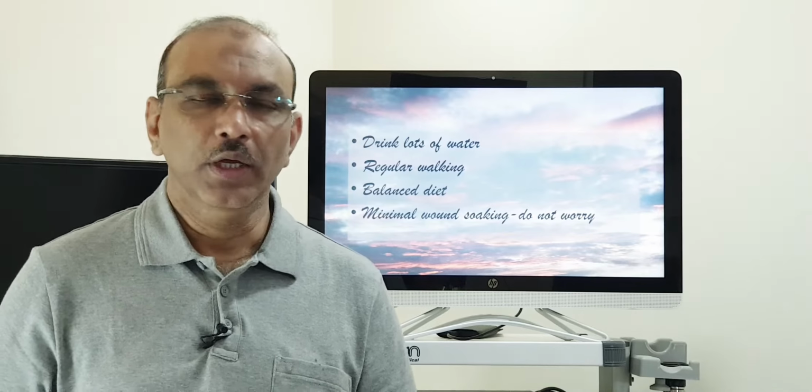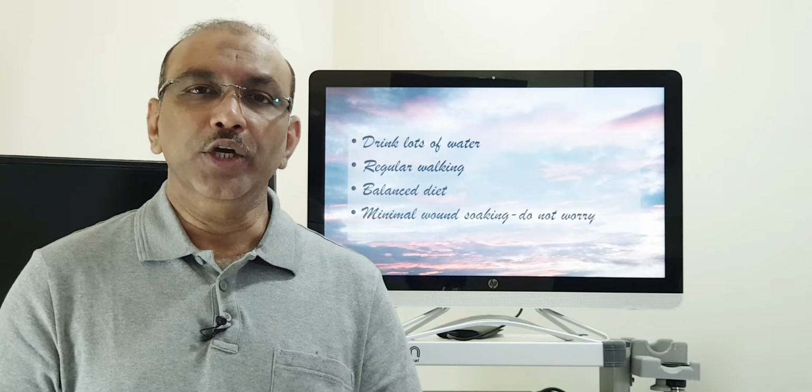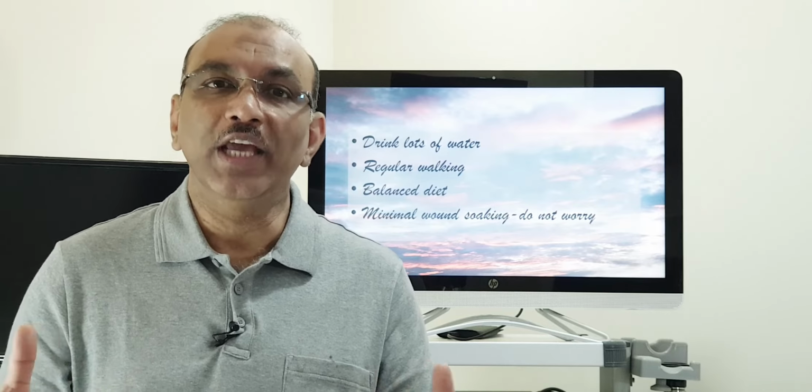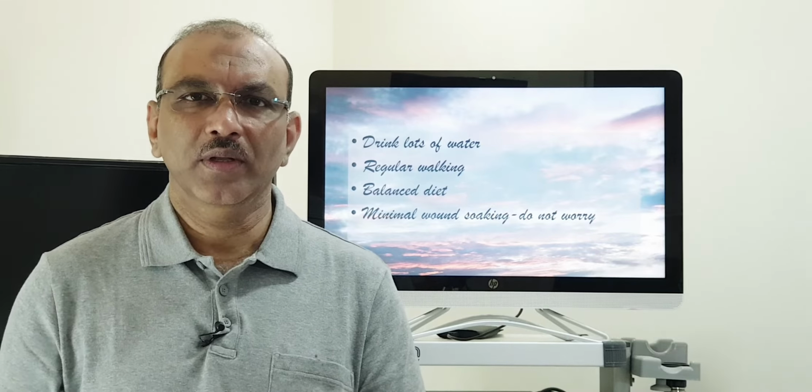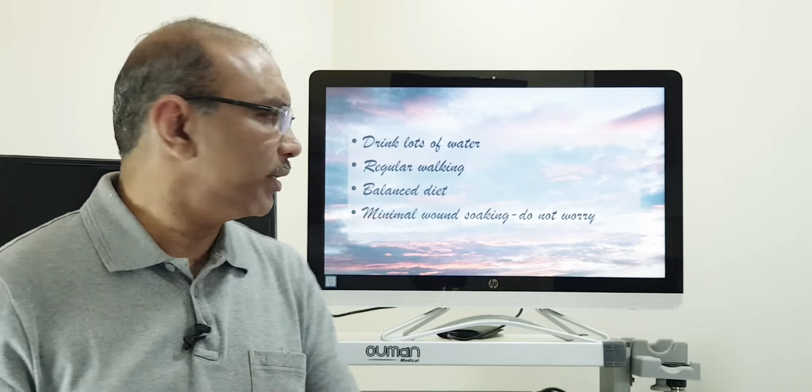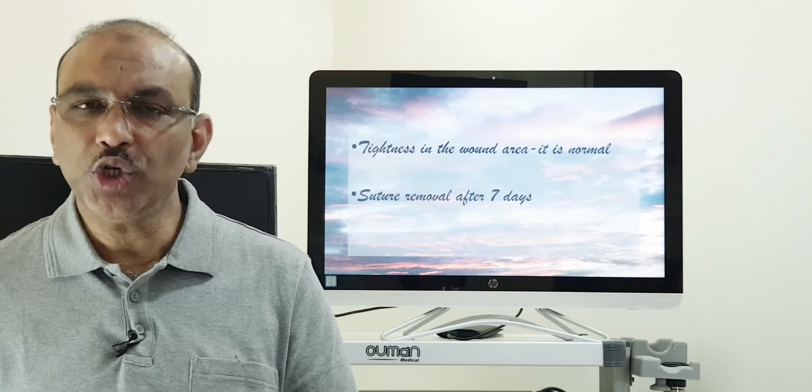Now at home you have to drink regular water, lots of water, 2 to 3 liters, and you have to ambulate a lot. Don't sit in one place, but you should avoid doing heavy work, and you can move your neck normally. These are the usual things to be done at home. See to it that the wound doesn't get wet.